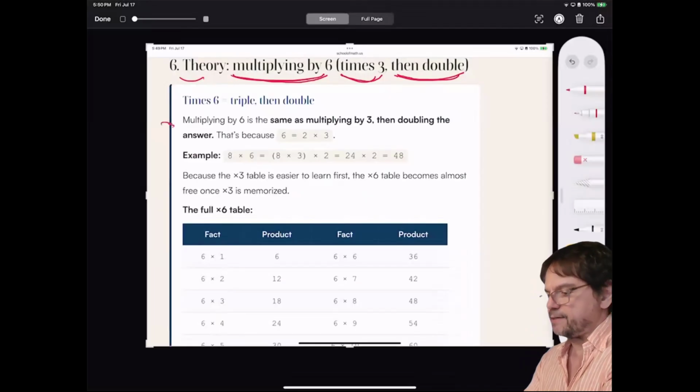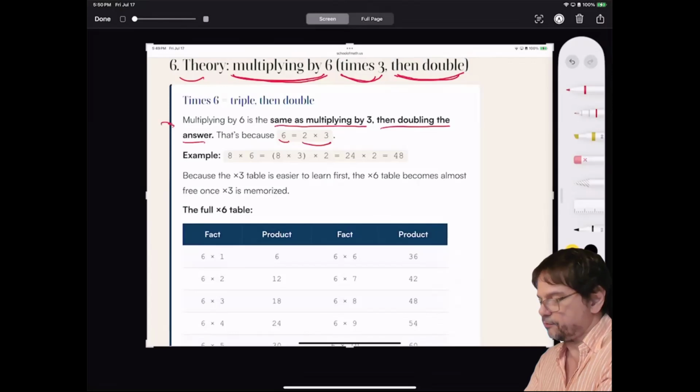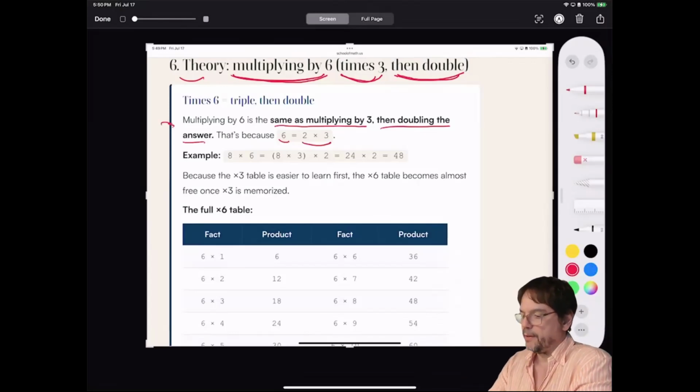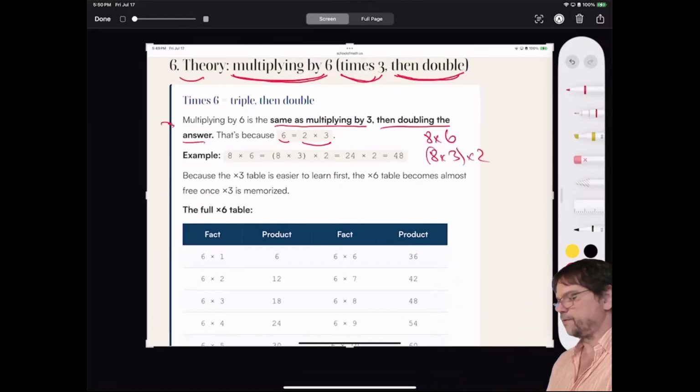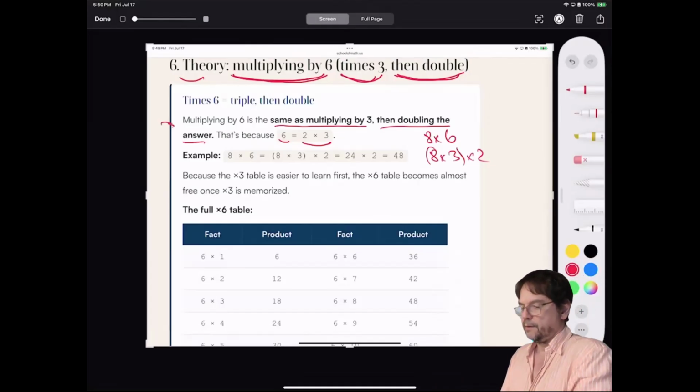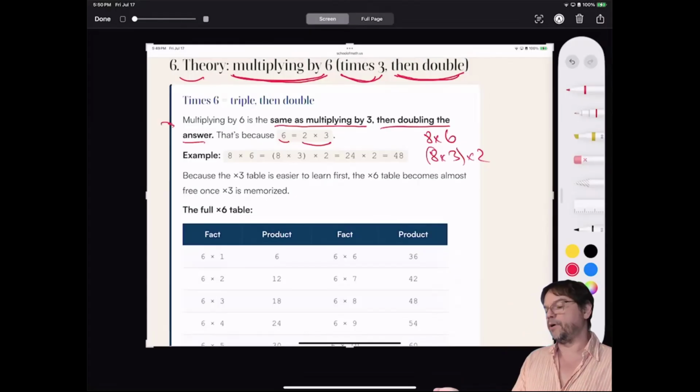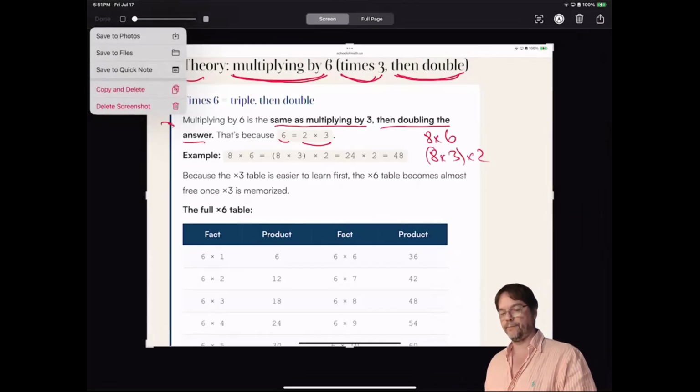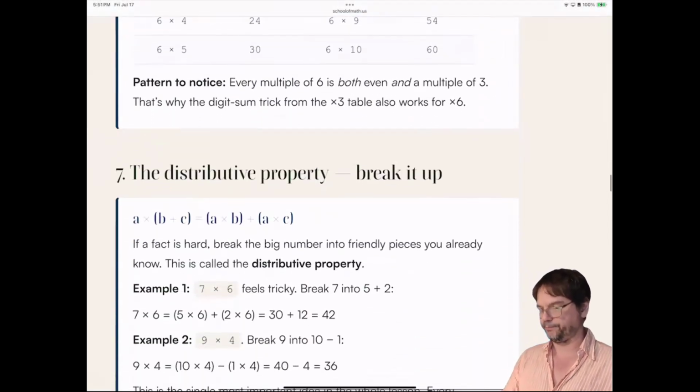Okay? Multiplying by 6 is the same as multiplying by 3, then doubling the answer. Because 6 is 2 times 3. For example, 8 times 6 is like 8 times 3 times 2. Is that okay? So the table of 3 is easier to memorize than table of 6. So that's the reason that you first memorize the table of 3. Then the 6 comes along.